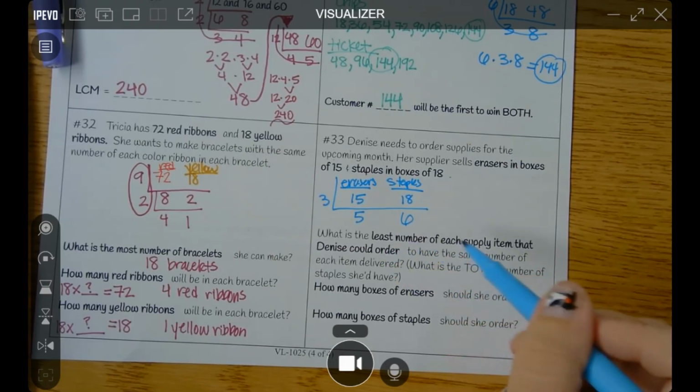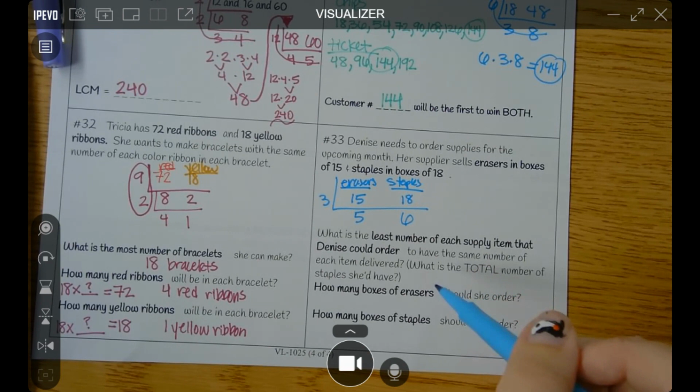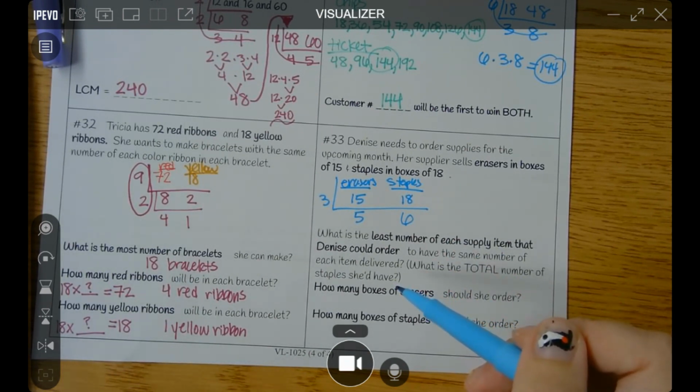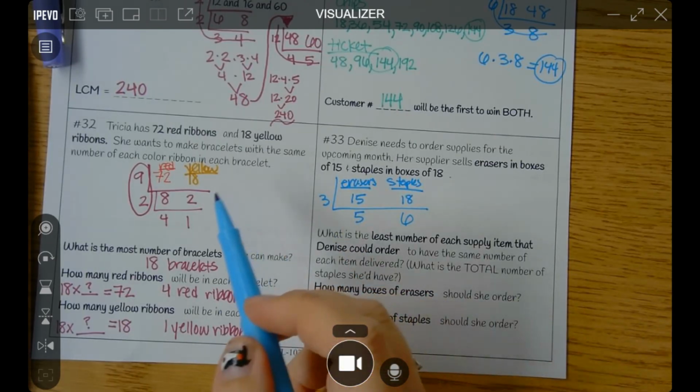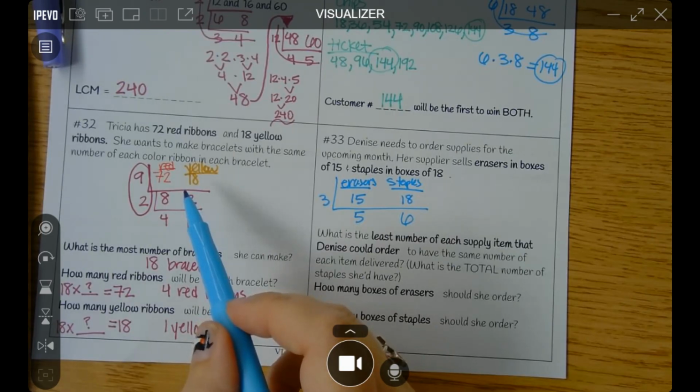Well, it's saying what's the least number of each supply item that she can order to have the same number of each item delivered. A lot of people think whenever you want the same of something, it's always GCF because you want all the groups to be the same. But that's when you're limited to what you have to work with, like you have this many boys and this many girls to put together on a team. You're not going to magically create new children to put on the team.